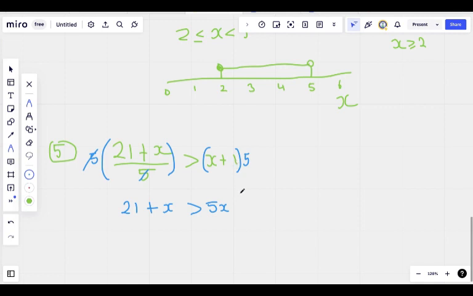Plus 5 times 1 is 5. So plus 5 times 1 is 5. You have 5 here. So it becomes a linear inequality. It looks like what you're used to.